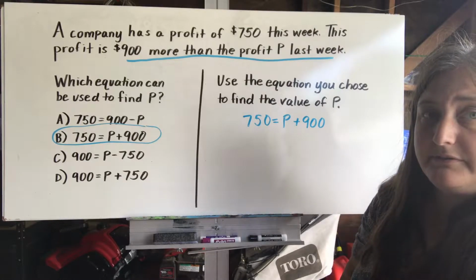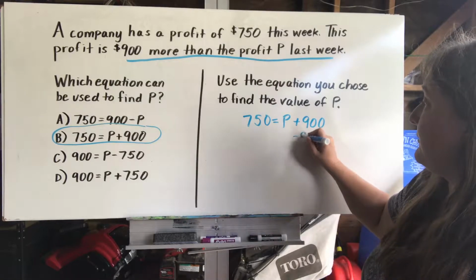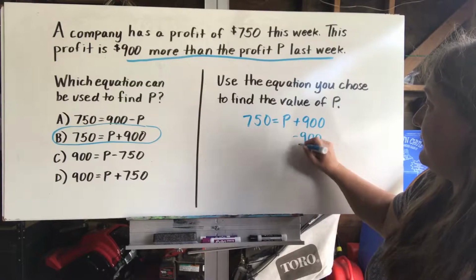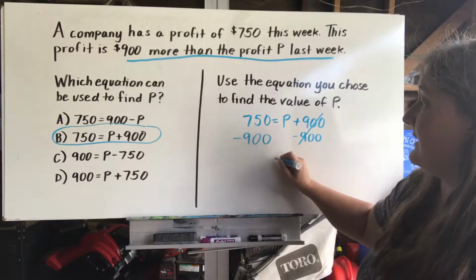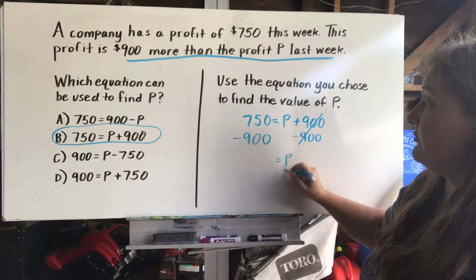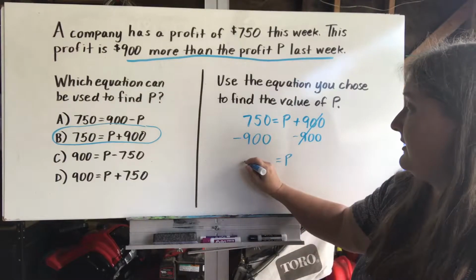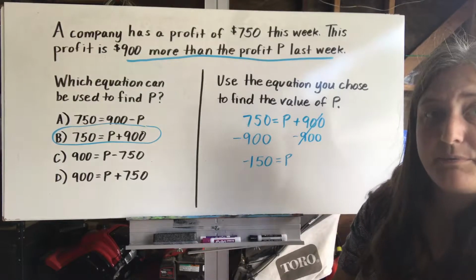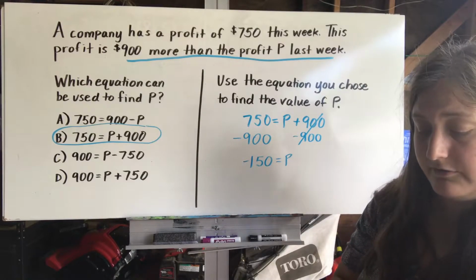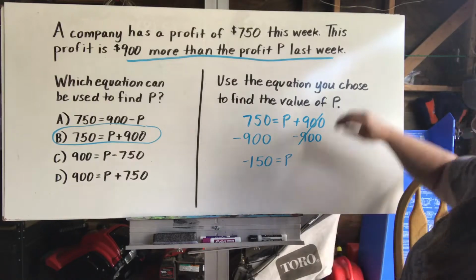So I have to get rid of the plus 900. The opposite of adding is subtracting, and I would want to subtract the exact same amount so they cancel out. But I need to also subtract that amount from this side. So 750 minus 900, their profit was negative $150, or they were at a loss of $150 the week previous.